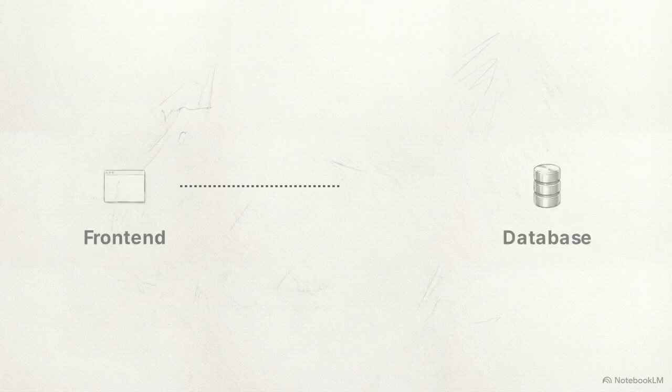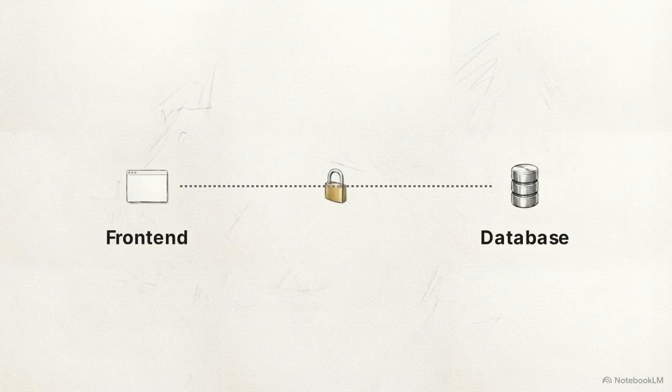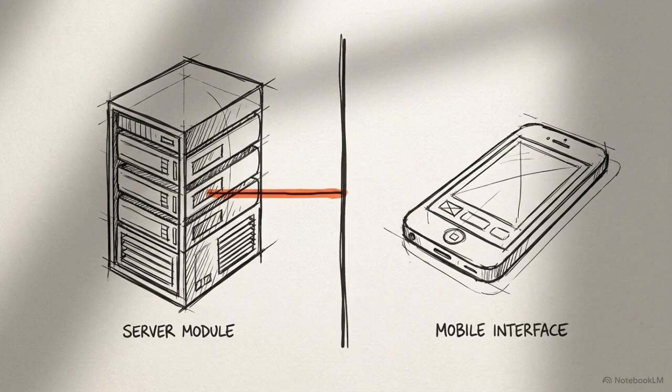These components interact through a rigid contract. The frontend cannot access the database directly. It communicates with the server only through standard REST API calls. This separation of concerns ensures that front-end updates or errors never compromise the underlying data schemas.